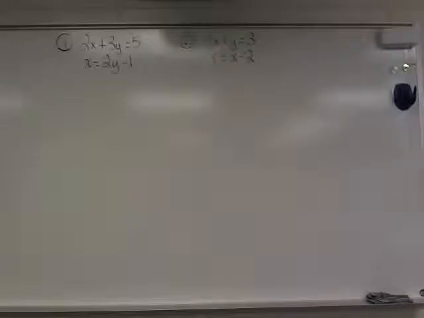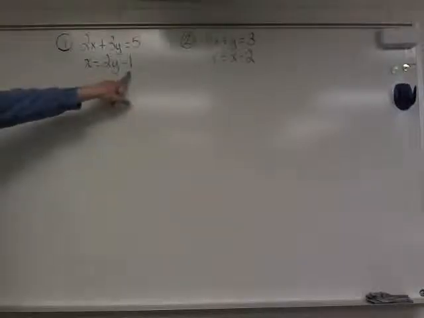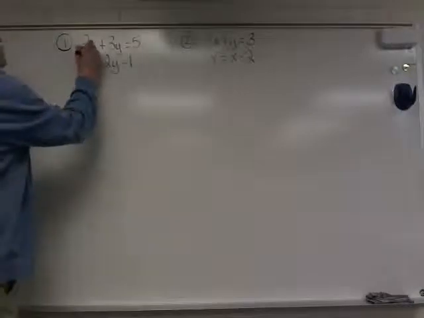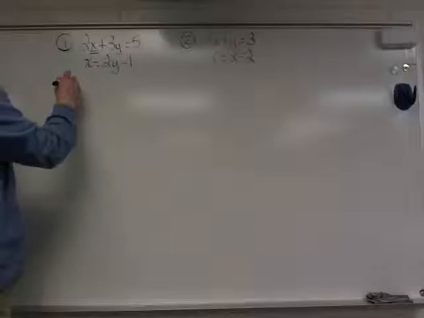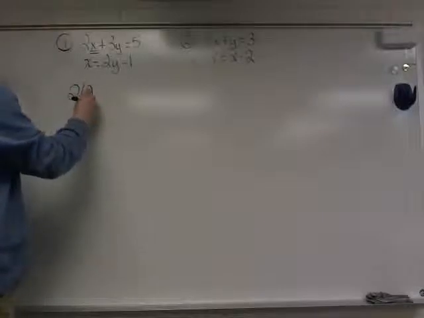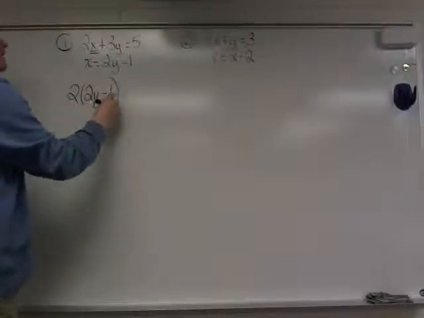Number 1 says 2x plus 3y equals 5 and x equals 2y minus 1. So I've told you in the last statement there that x is the same thing as 2y minus 1. So if x is the same thing as 2y minus 1, I'm going to go into this other equation and change x into 2y minus 1. Makes sense. If x is 2y minus 1, make x say 2y minus 1.